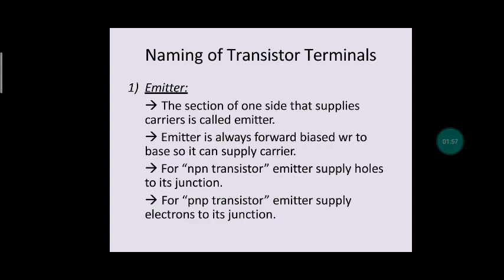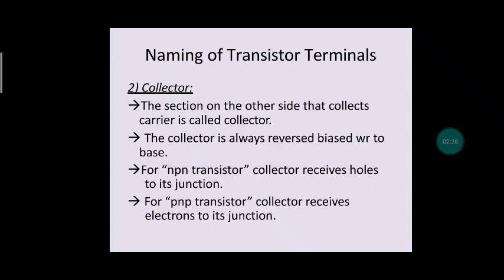The emitter supplies the carriers along the section of the device. It is always forward biased with respect to the base. In an NPN transistor, the emitter supplies only electrons to the corresponding junction. In a PNP transistor, the emitter supplies only holes to its corresponding junction.